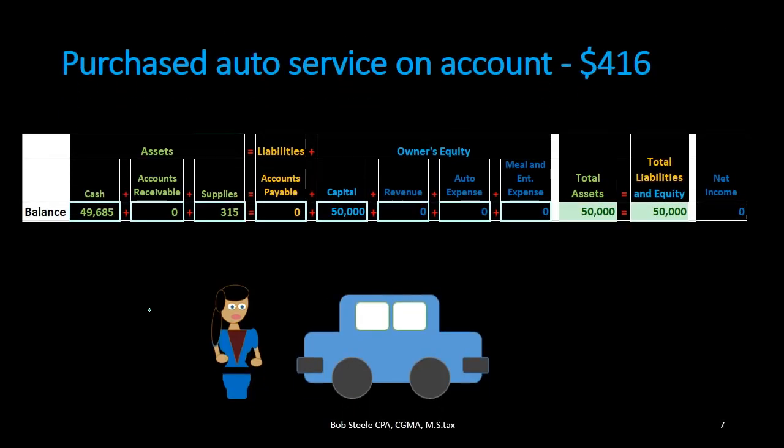Next transaction, purchased auto service on account, 416. So we're going to purchase auto service. First question, is cash affected? We're going to say no because we purchased it on account. Therefore, it's going to be accounts payable that will be affected.